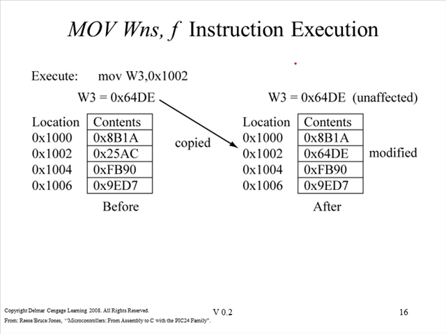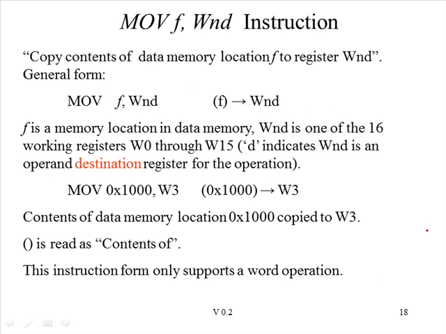Let's take a look at an example. Let's assume that W3 contains the value 64DE, and that we want to execute this instruction that copies W3 to location 1002. Before instruction execution, 1002 contains this value 25AC. Once this instruction is executed, this value right here is copied into this memory location, so 1002 will now contain 64DE.